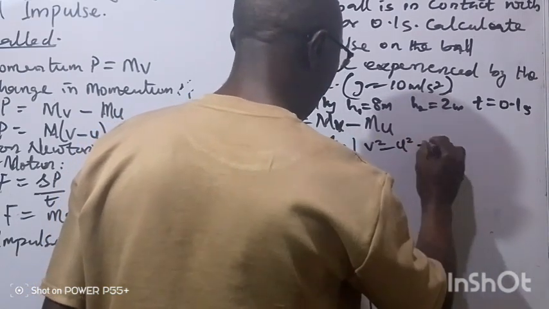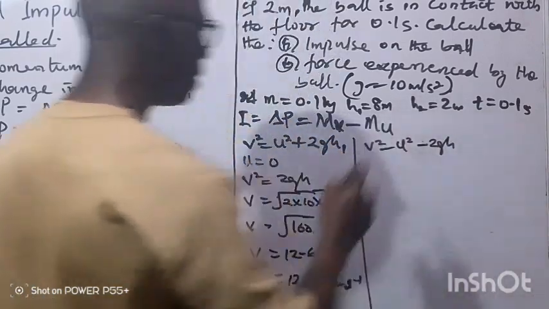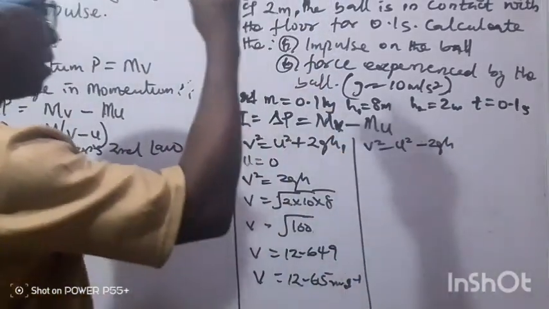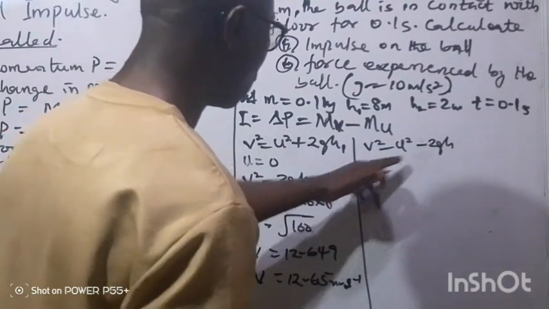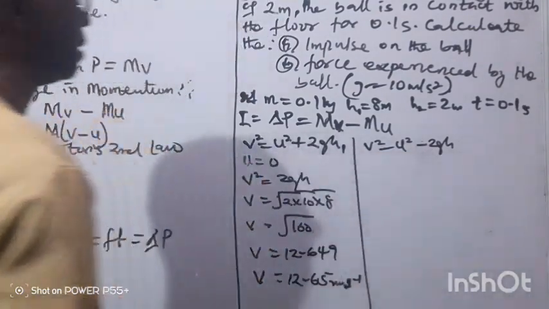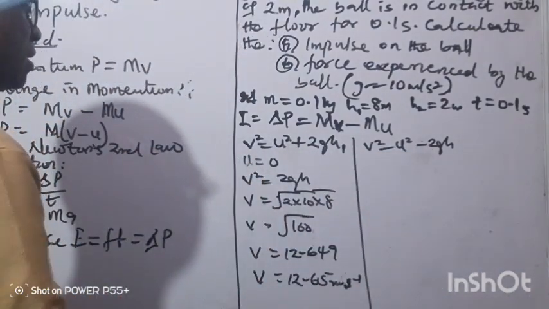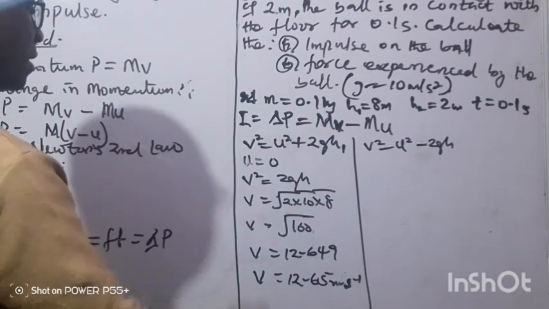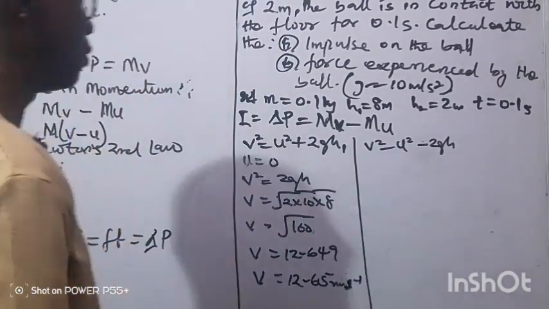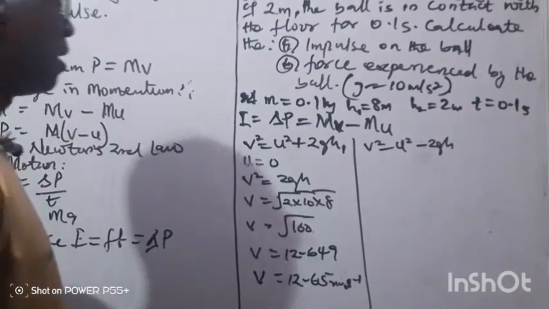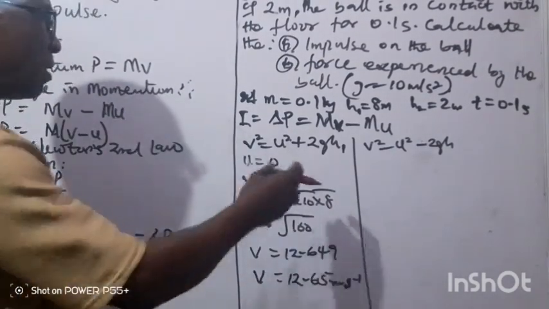Why is it minus? Because it's gaining height against gravity, moving against gravity. So that is why it is minus. As I said earlier, for you to understand this question better, please try as much as possible to watch our video on motion under gravity. We explain it in detail under that topic.